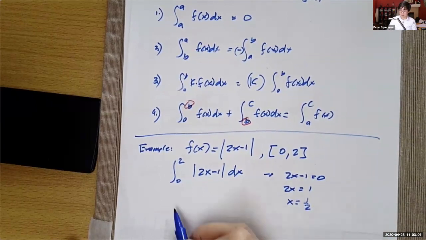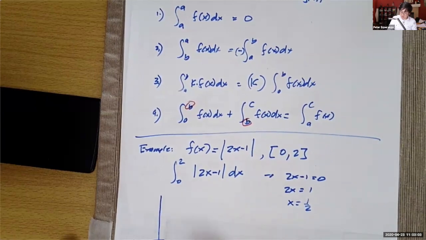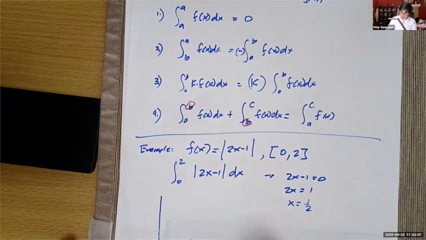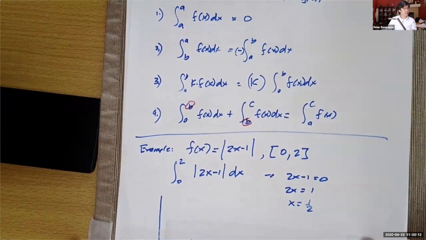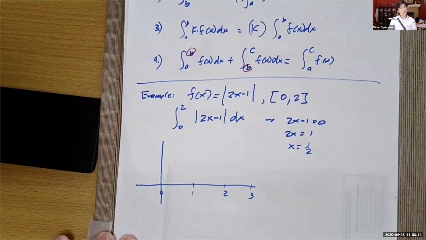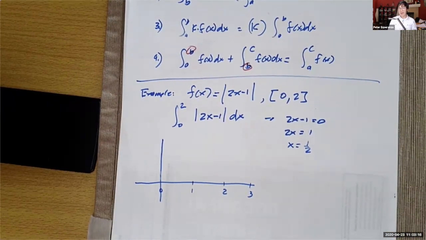And why is this important? Because it will help us visualize the function that we're working on. So this is 0, this is 1, this is 2, this is 3. You're not seeing it. Okay. So since we have a solution of 1/2, that means the point of intersection of our V-shaped graph is at 1/2.